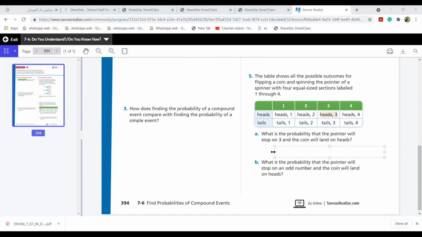Why 1 out of 8? Because you have only one head and 3 together here, only one time. And in total you have 8. 1 out of 8 because there are 8 outcomes. See, count here the outcomes. How do you count the outcomes? 1, 2, 3, 4, 5, 6, 7, 8. In the denominator, you will write 8 and you will write one possible outcome out of 8.